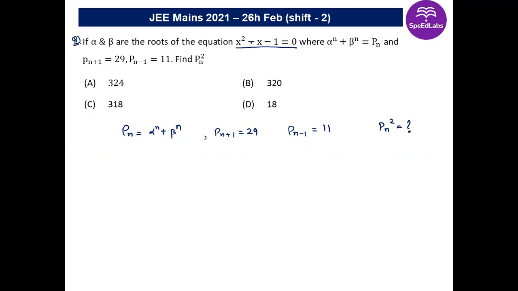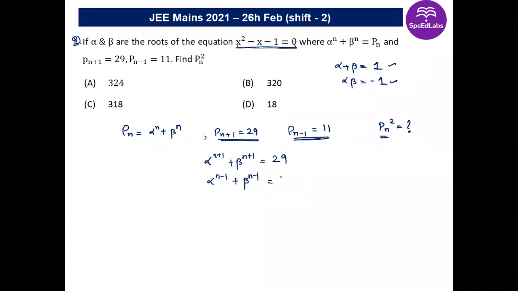Relation between alpha and beta we have. If alpha and beta are roots of this equation, guys, you can simply say the sum of roots, alpha plus beta, will be minus b upon a, so that should be 1, and the product of roots will be c upon a, that should be directly minus 1. So these two values we have. Now how to find this Pn square? For this we will use these two conditions. P of n plus 1, if Pn is this, I can write as alpha to the power n plus 1 plus beta to the power n plus 1 equals 29. And similarly P of n minus 1 will become alpha to the power n minus 1 plus beta to the power n minus 1 equals 11.